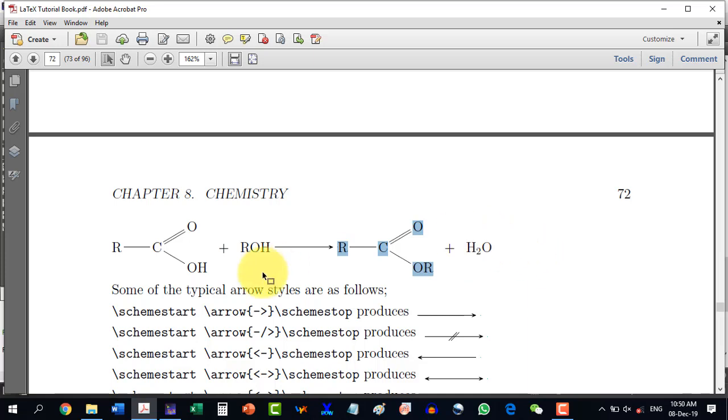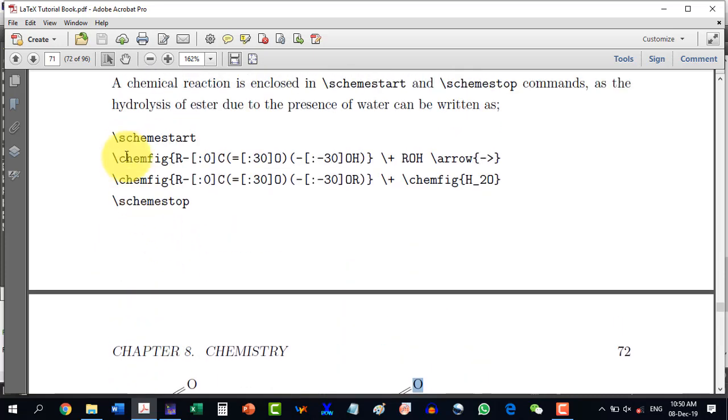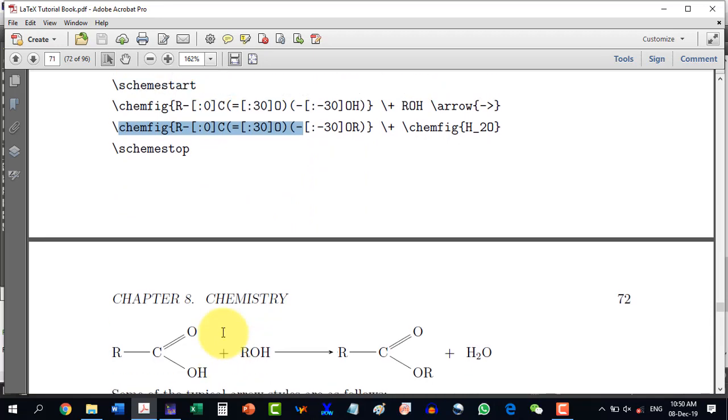So here we first write scheme start, and the reaction will stop when we write scheme stop. In between these two we have this command, and then we give arrow slash arrow, and the arrow is in this shape. Then we have the other side, and then H2O, and then our scheme will be stopped. So this one we understand how this can be written.